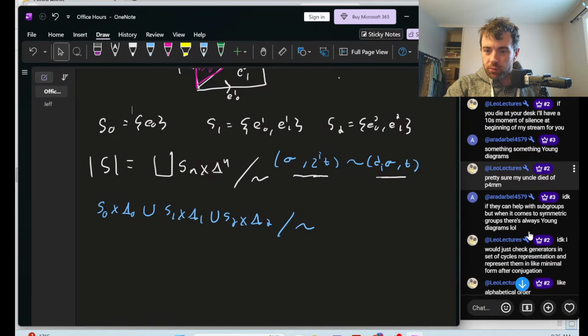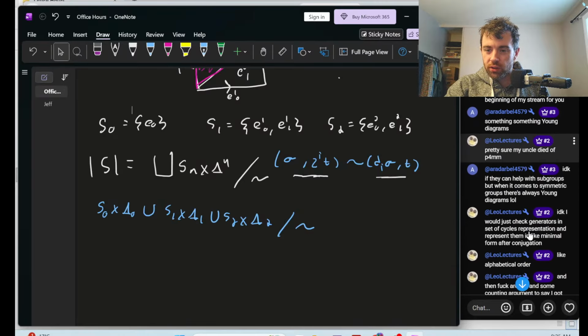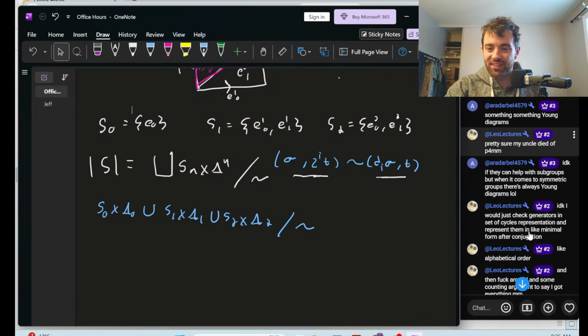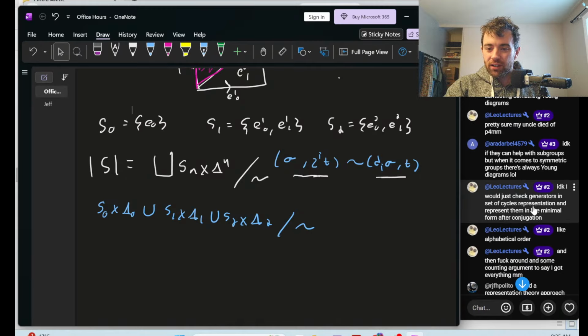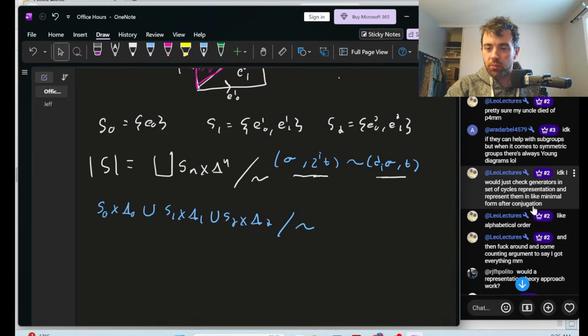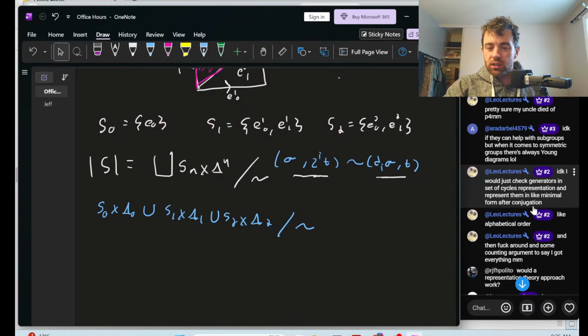you don't know if they can help with subgroups, but there's always Young diagrams. Yeah, Leo said the same thing. Check generators in a set of cycles and represent them in minimal form after conjugation. Yeah. But also in general, is this a trick that just works?